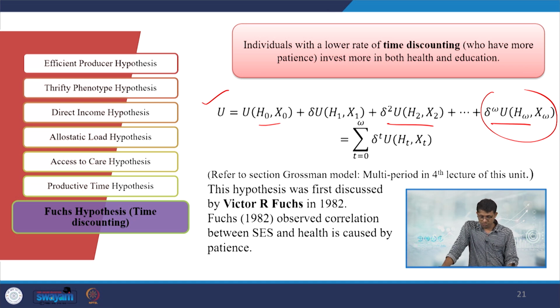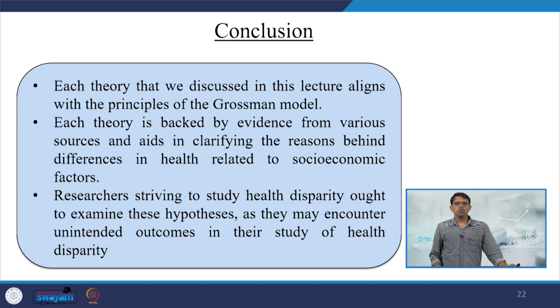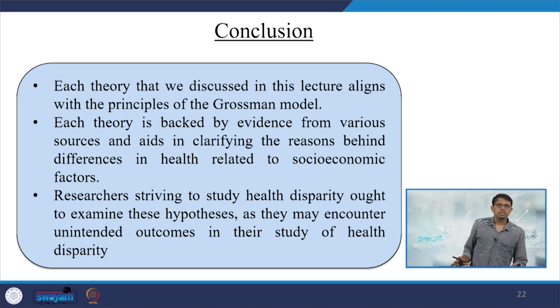This hypothesis was first discussed by Victor Fuchs in 1982. In his paper, Victor Fuchs observed correlations between socio-economic status and health that are largely caused by patience. Patience is responsible for discounting usually. Okay. So, what is the conclusion out of our discussion?